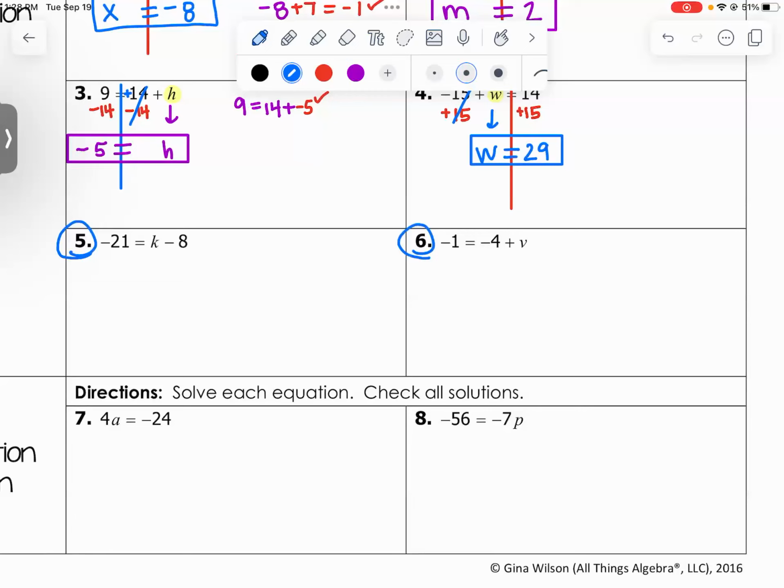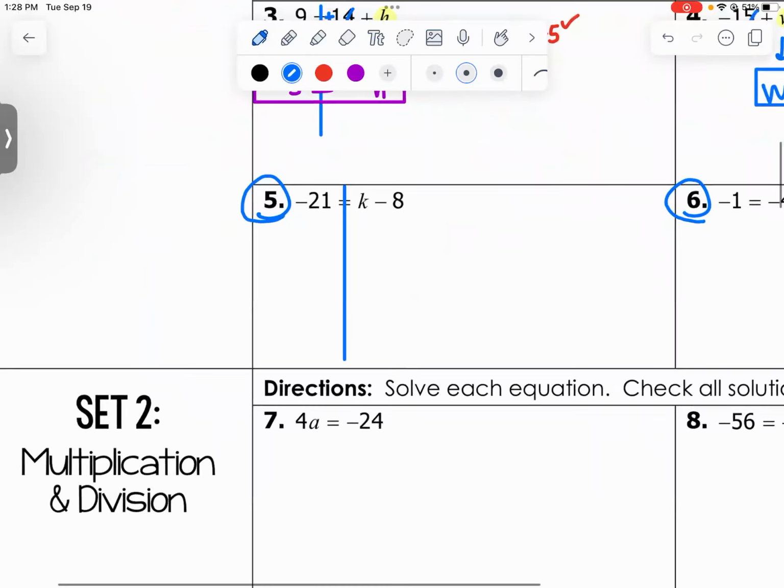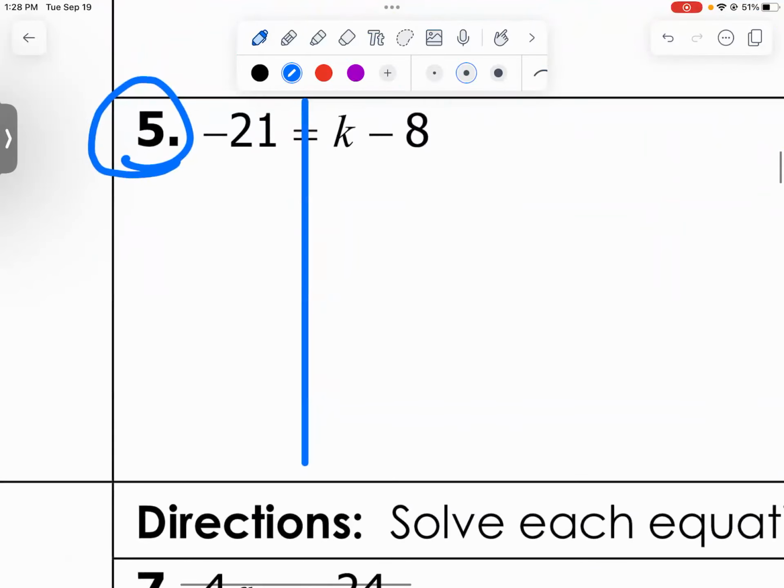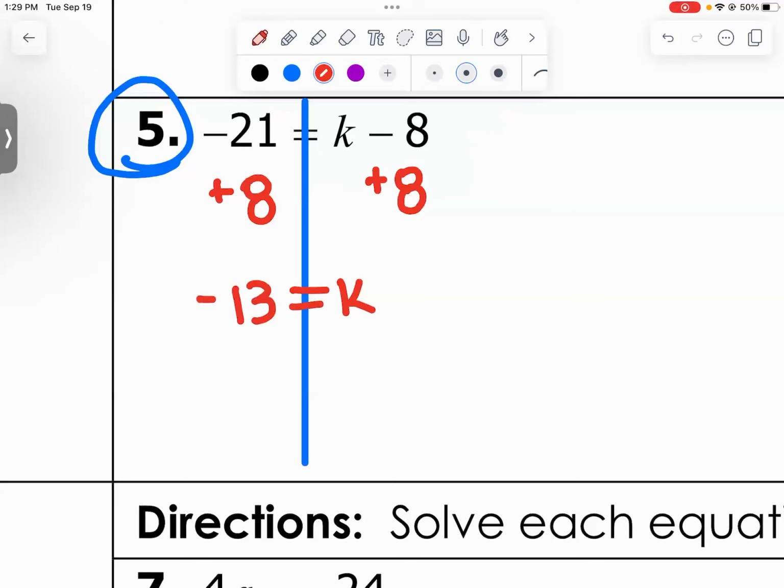All right, in number 5, I'm gonna draw my fence. Okay, Marco, what did you do to both sides in number 5? Okay, Marco added 8 to both sides. Give me a thumbs up or a thumbs down. Did you also add 8 to both sides? Okay. Does adding 8 to both sides cancel out the 8 over here? It does. So we have K equals -21 plus 8 is -13.